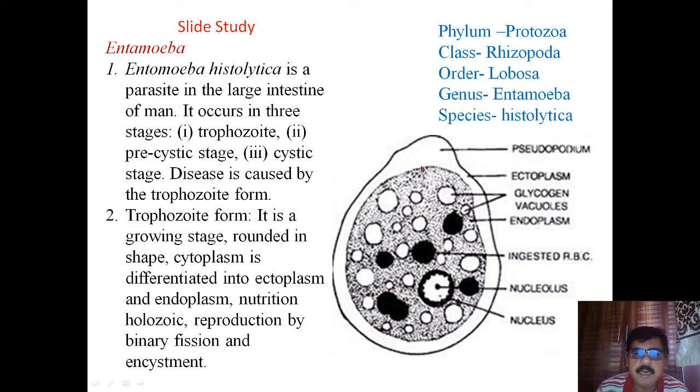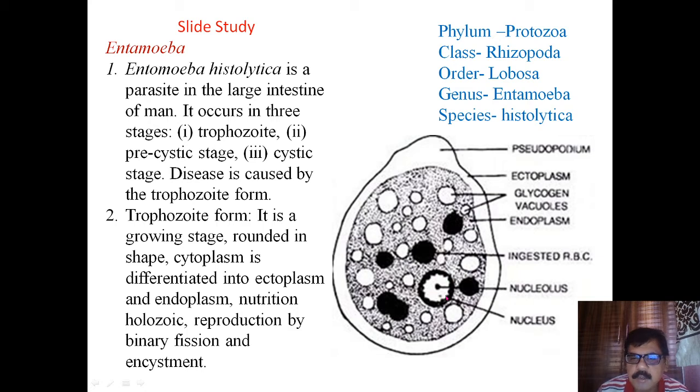Then this is a trophozoite form, and if you observe the trophozoite form, it is a growing stage, rounded in shape. Cytoplasm is differentiated into two parts. The outer one is called ectoplasm, and the inner one is called endoplasm. The nutrition is holozoic, that is animal like, and reproduction is by binary fission and encystment.